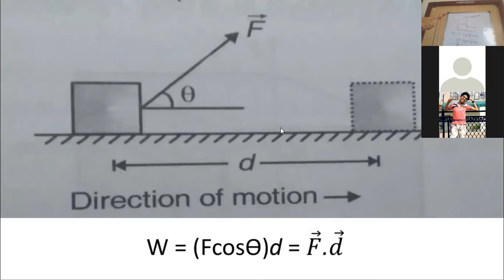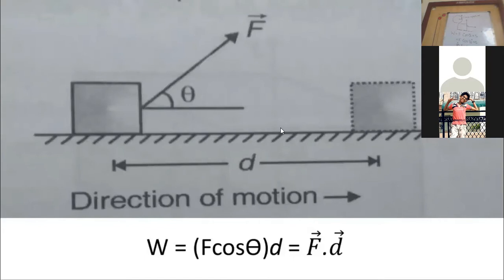In the same manner, yesterday I discussed with you that if an object is moving along a circular path, then the centripetal force applied on the object so that it keeps rotating on the path and the direction of motion form an angle of 90 degrees between the force applied and the direction of motion. So the work done will be 0.